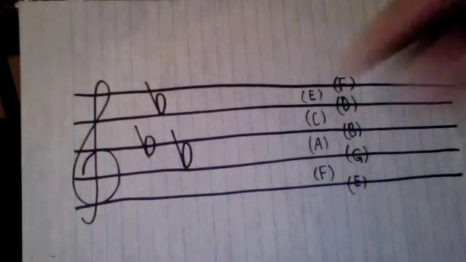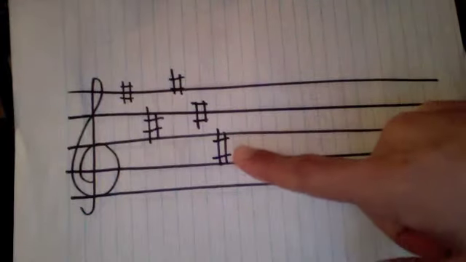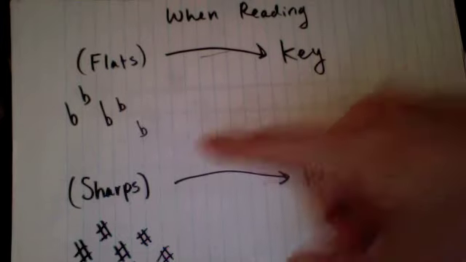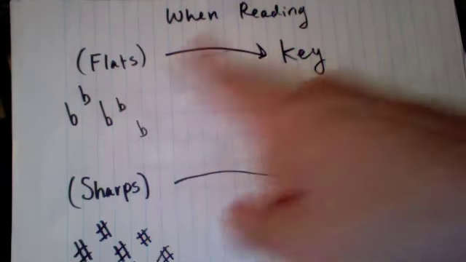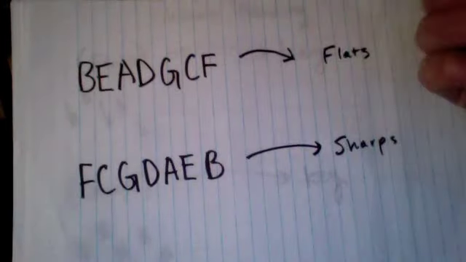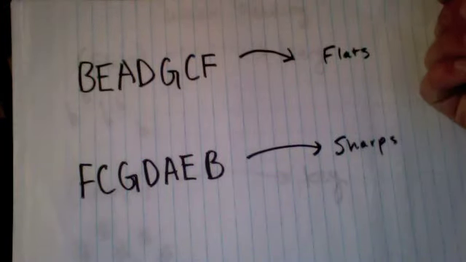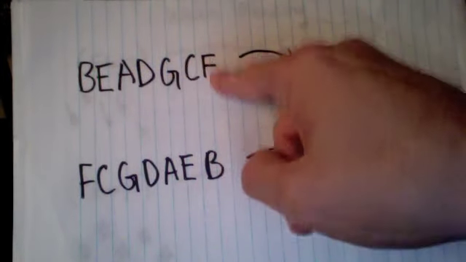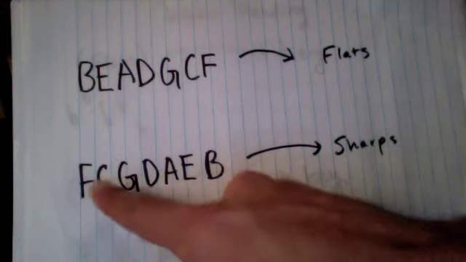The key can either have flats or sharps. So when we're reading music, there's figuring out the key from the flats, and there's figuring out the key from the sharps. Before we do that, we have to memorize a pattern of letters. For the flats, we memorize B, E, A, D, G, C, F, and for sharps, we memorize F, C, G, D, A, E, B.